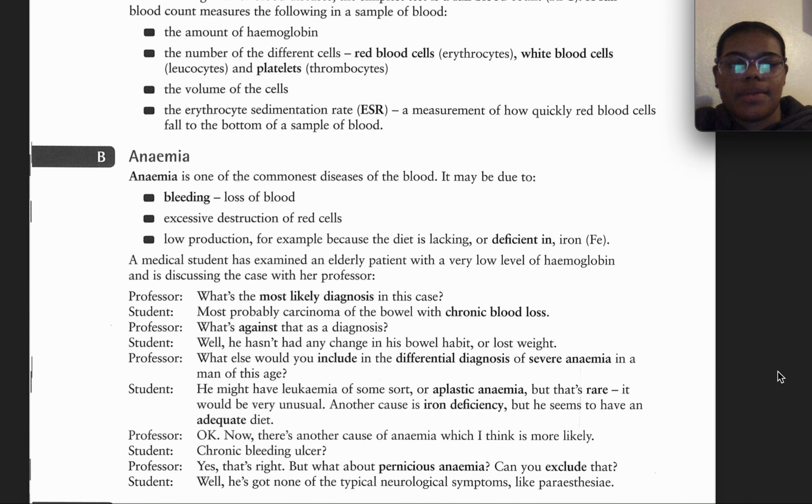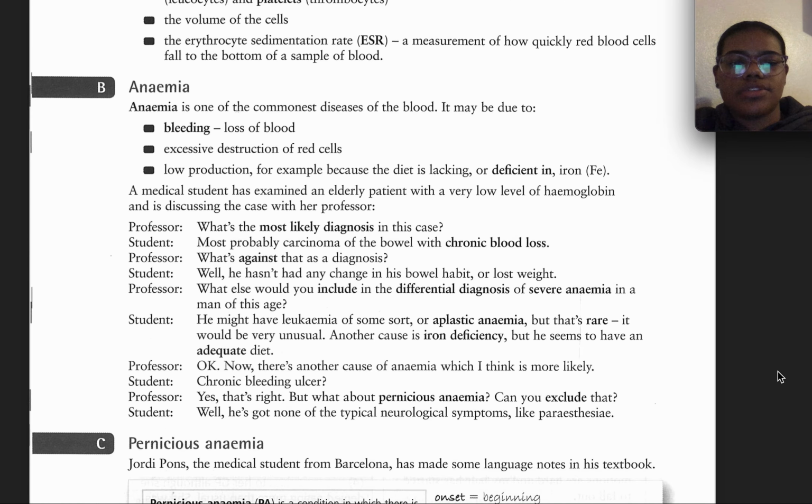B. Anemia. Anemia is one of the commonest diseases of the blood. It may be due to bleeding, loss of blood, excessive destruction of red cells, or low production, for example, because the diet is lacking or deficient in iron.